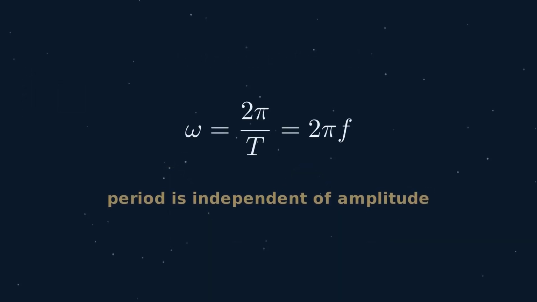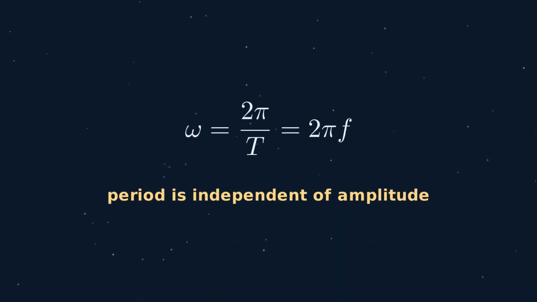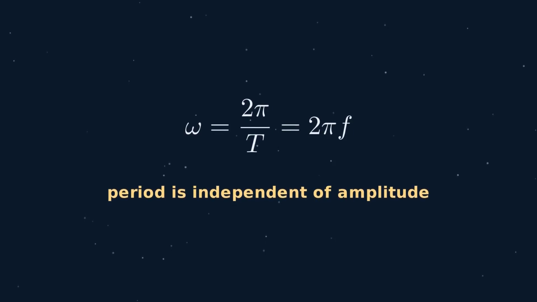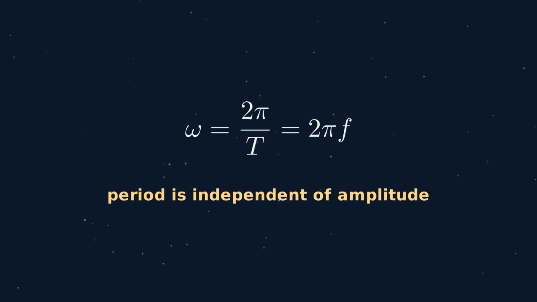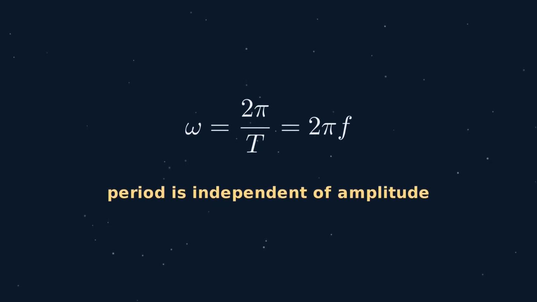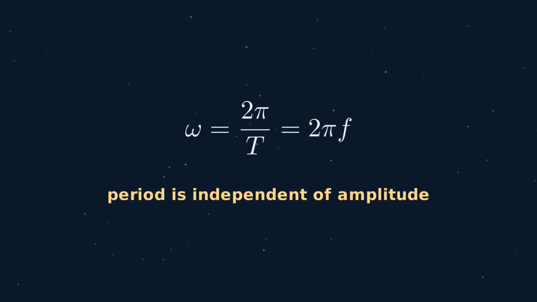Because a cosine repeats every 2 pi radians, the angular frequency ties straight to the period and the frequency. And here is the hallmark of simple harmonic motion. A big swing and a tiny swing take exactly the same time. The period does not depend on the amplitude.